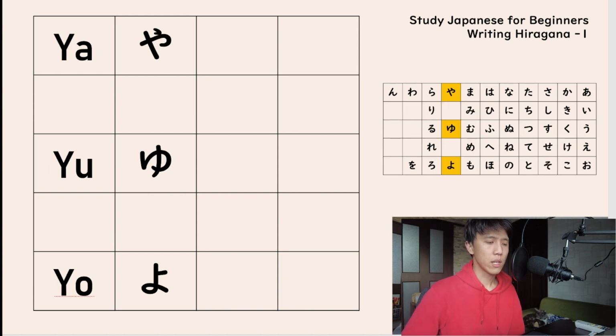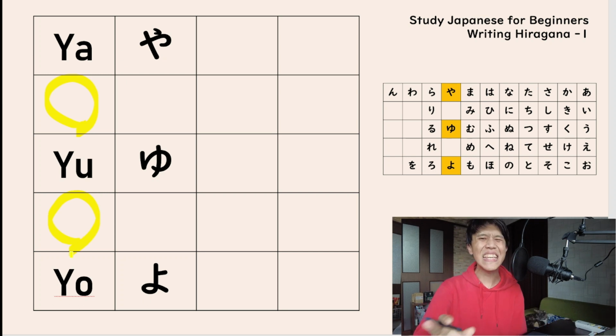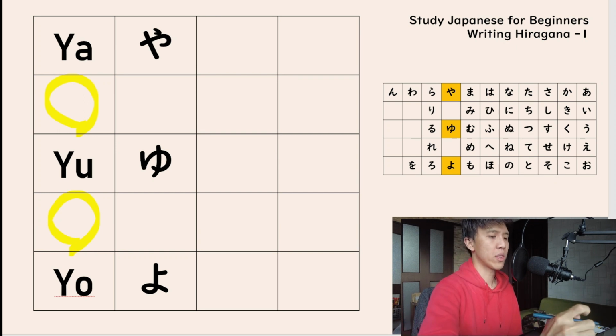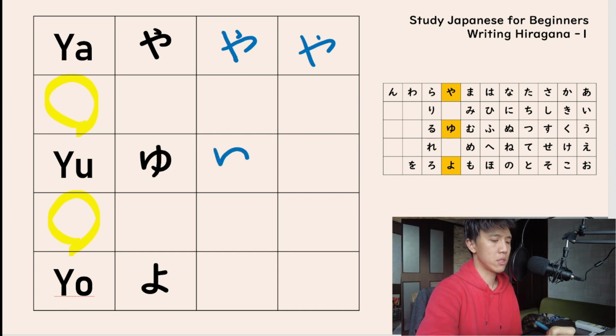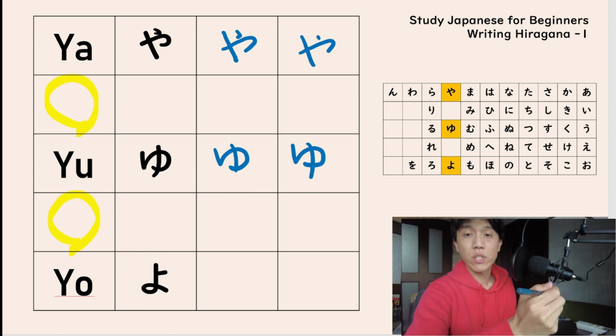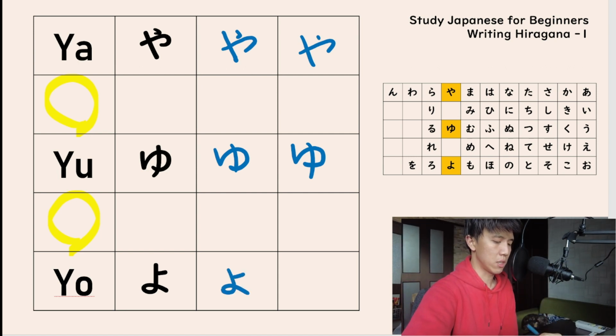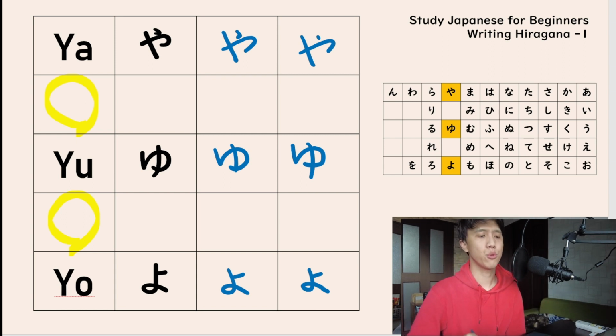The next row is ya, yu, yo. So if you pay attention, we don't have yi and ye. No, we don't have that. We just have ya, yu, yo. So we start with ya. 1, 2, 3. Next one is yu. And last one is yo. Okay. Ya, yu, yo.